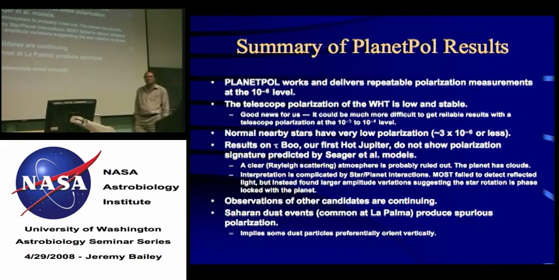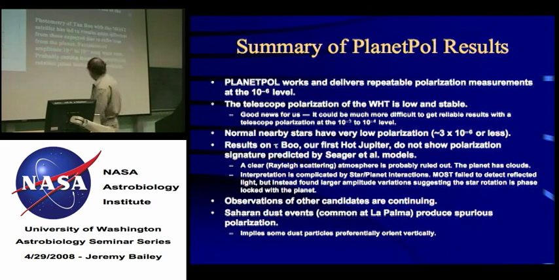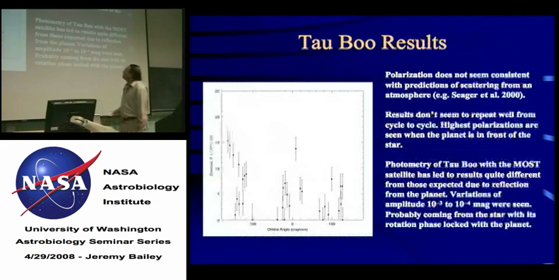Tau Boötis, can you just say a little bit more? How long did you look at it? Can you just describe the observations, and how far below did you go in the predictions and so forth? Well, this is what we're seeing for Tau Boötis. We got reasonable coverage of the phase, although there's a few gaps. And we did seem to see some polarization, but the curve is completely wrong for what we would expect.